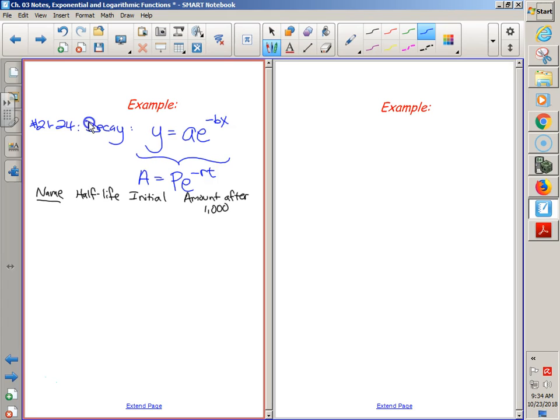The name, mathematically speaking, has no bearing on us. We're just dealing with the data. We're like the number crunchers. Half-life is going to be the t equals when A is equal to 1/2 P. It's like doubling, but half. Initial, that's just P. Amount after 1,000, that's just A of 1,000. That's not bad.